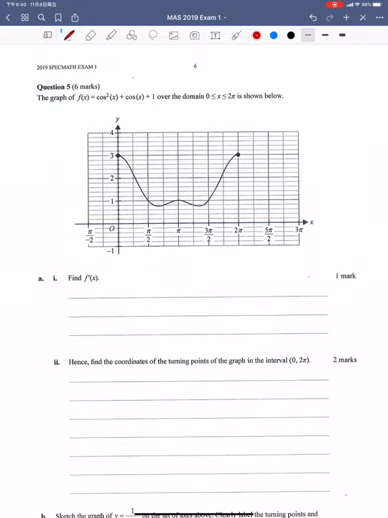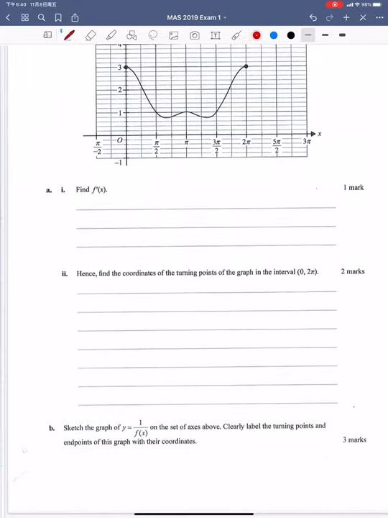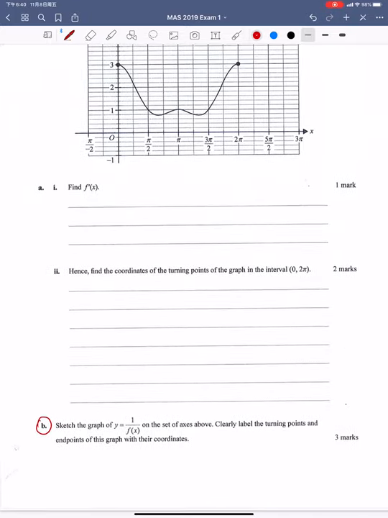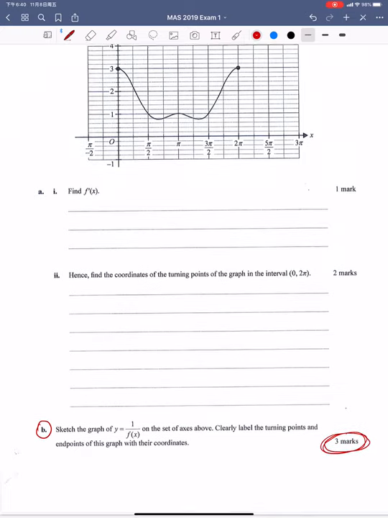Question 5, 6 marks. Probably part B was omitted by many candidates, but it's relatively obvious. 3 marks, no space.